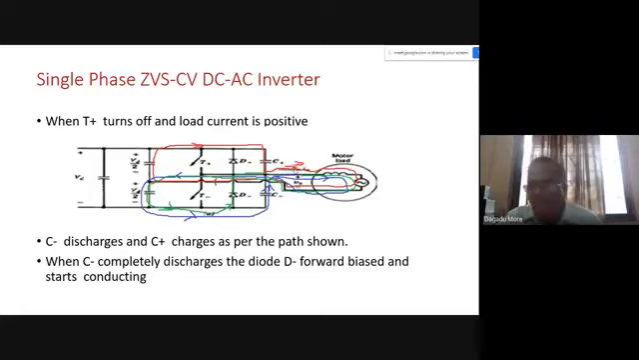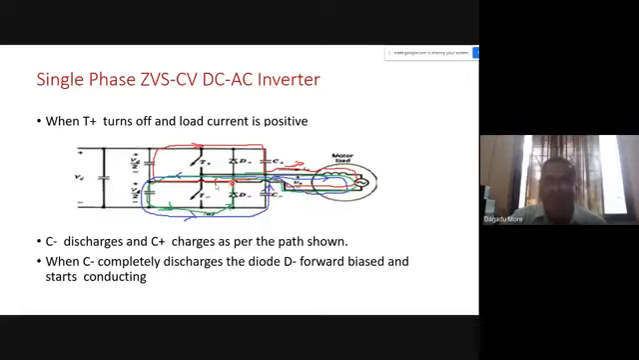And this positive current we have marked with red. This path will be from the motor winding to the DC center tap, the VDC by 2, and it will charge the capacitor. So the red current, we can see, will charge the C plus capacitor. Similarly, we have another path with the same positive current through it.